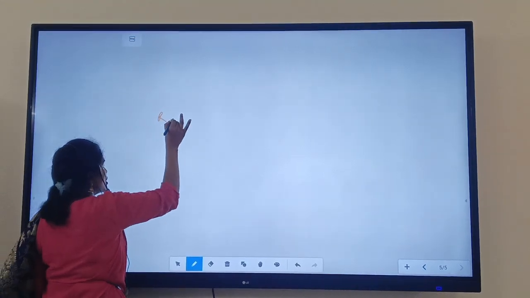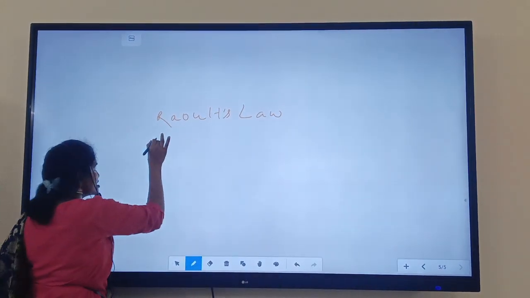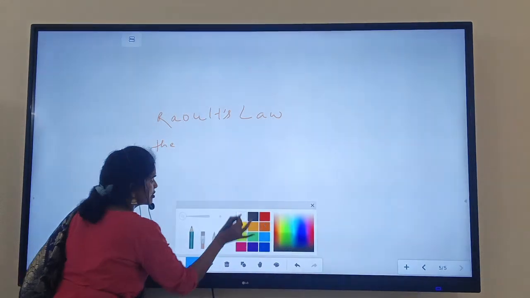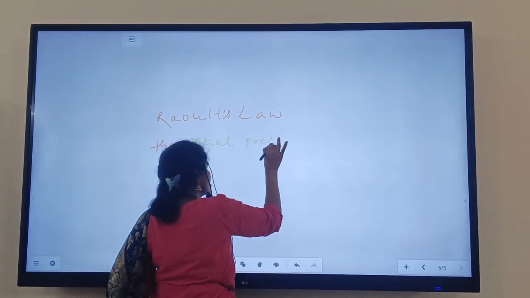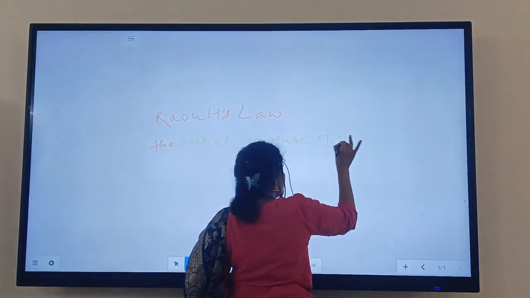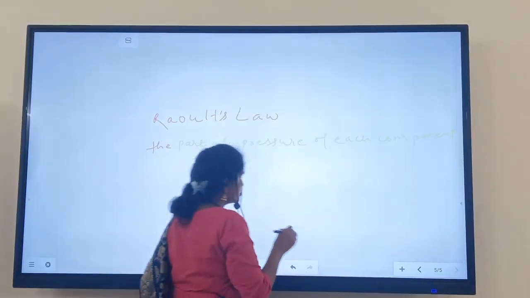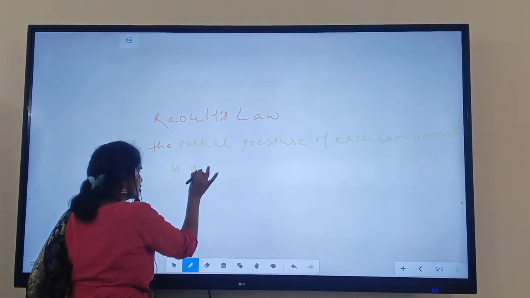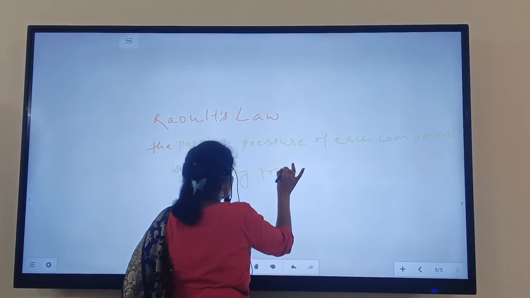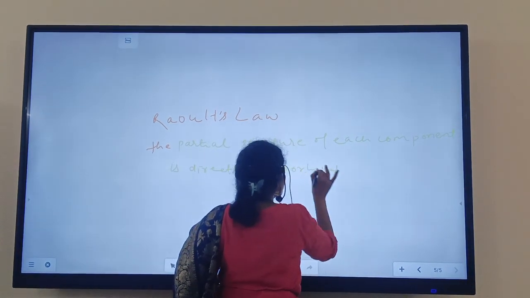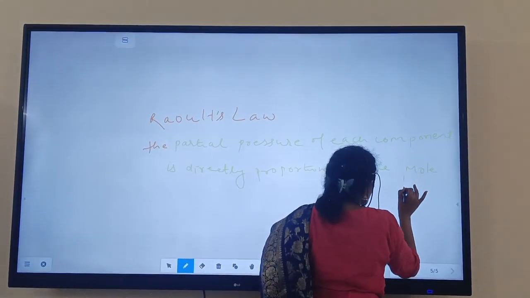Now I will describe Raoult's law. The partial pressure of each component is directly proportional to the mole fraction.